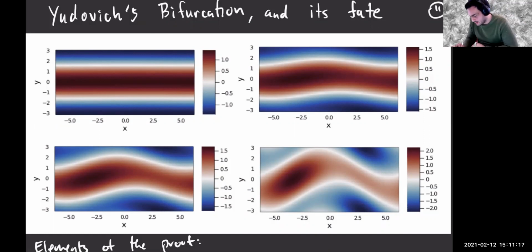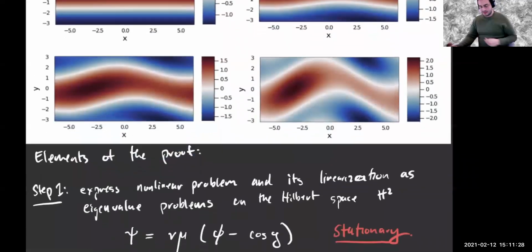So eventually it starts to really wiggle. And these are all stationary. So I'm following a branch of stationary states that leave the laminar one. Okay. So let's now talk about the elements of the proof of this statement.